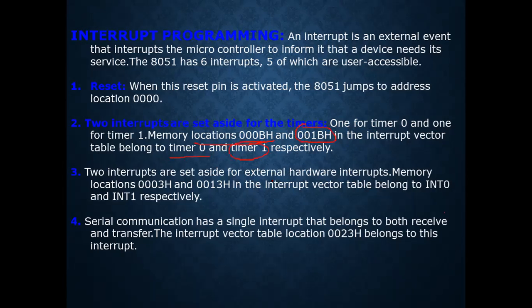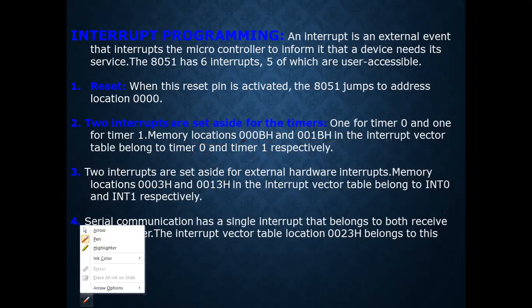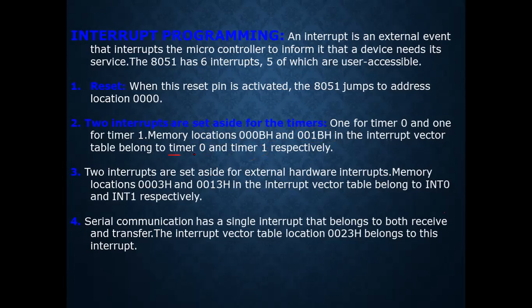Okay, so these are two interrupt vector tables that are available. Whenever an interrupt is received from, suppose, timer 0, the microcontroller's program counter value will automatically be 000BH and it starts counting from here.